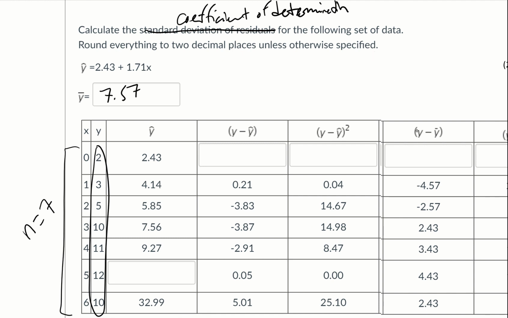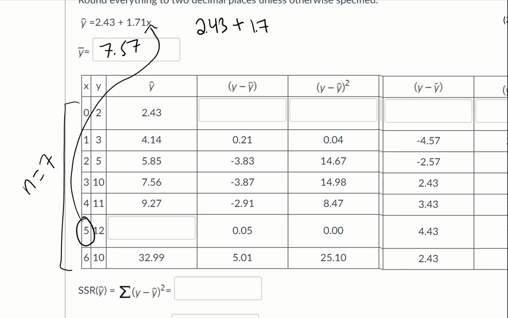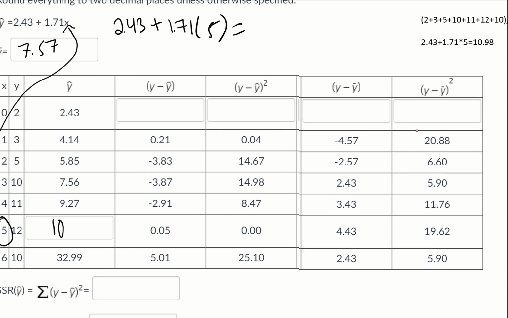So now we're going to go ahead and get y hat. To get y hat here, you're going to substitute x equals 5 into the y hat model, the regression model. So when we do that, we get 2.43 plus 1.71 times 5. And then we'll go ahead and get that number. We get 10.98. So we got our value here.